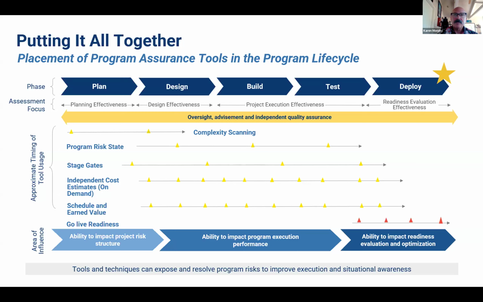So this is where we lay out the 8 different program assurance tools we went through today and show you where these different tools can fit. The one you don't see in here, obviously, is the AI tool. That one we're still developing, so I didn't put it on the chart. But this is putting it all together.